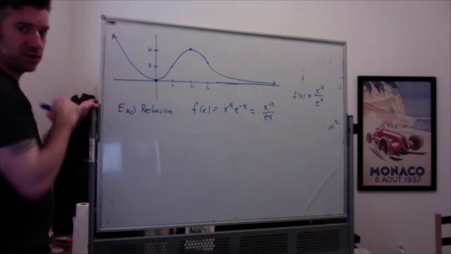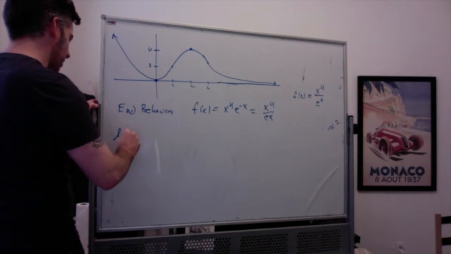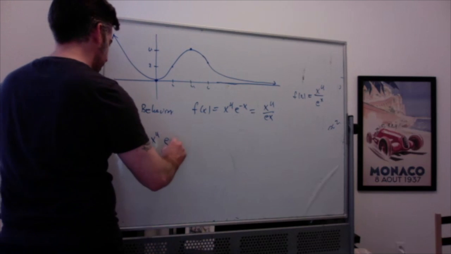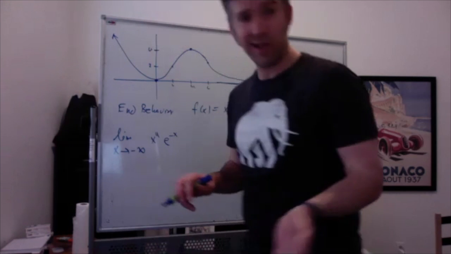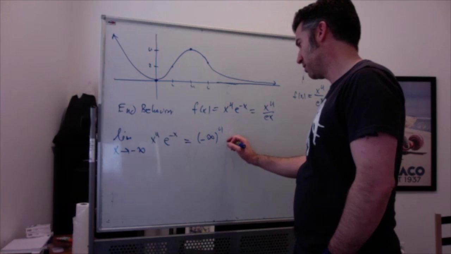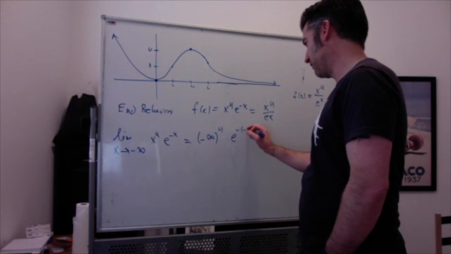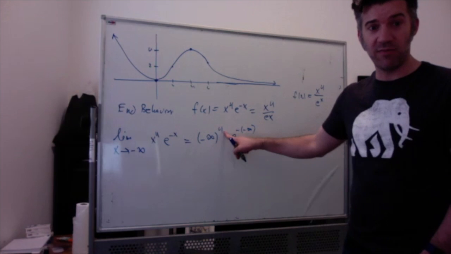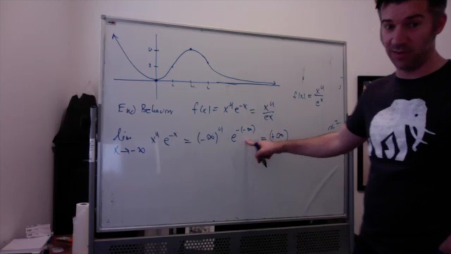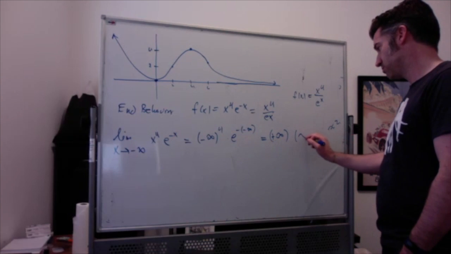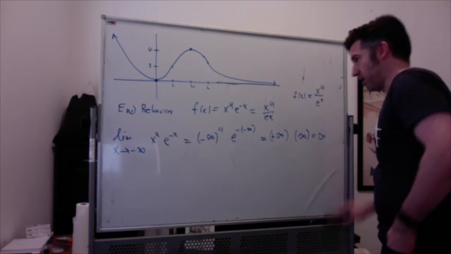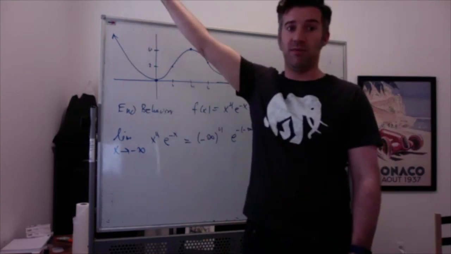Let's talk about it to the left first, because the left is easier to deal with. You look at the limit as x goes to minus infinity of x to the 4th e to the negative x, you're going to get infinity. So you're going to get negative infinity to the 4th times e to the negative infinity. Negative to an even power is positive, so that's going to be a positive infinity, and e to the infinity is also infinitely large. That's going to be infinity, which is what we see in the picture, right? As you go that way, the function's going up to infinity.